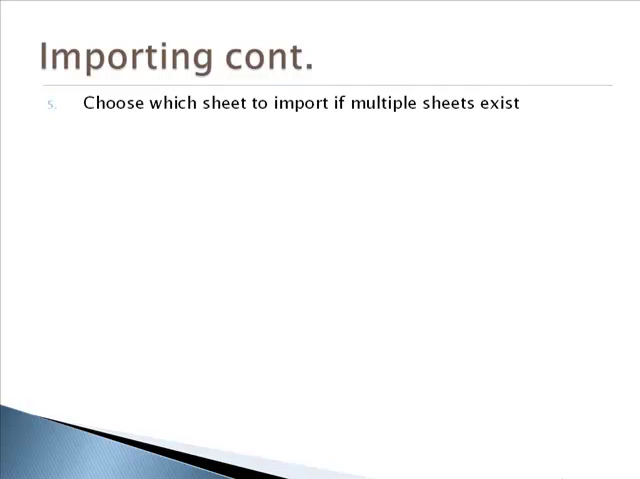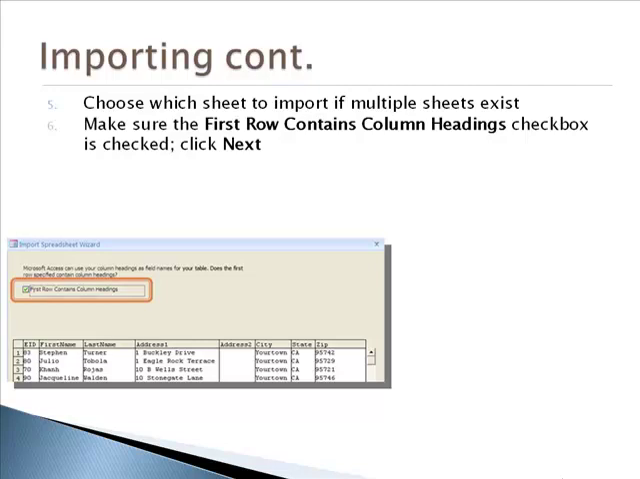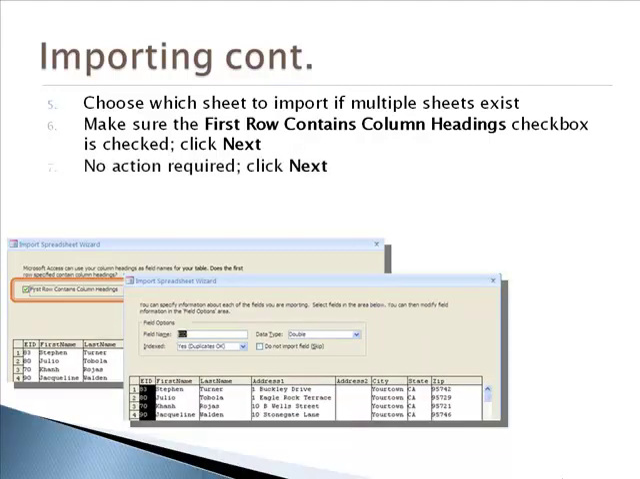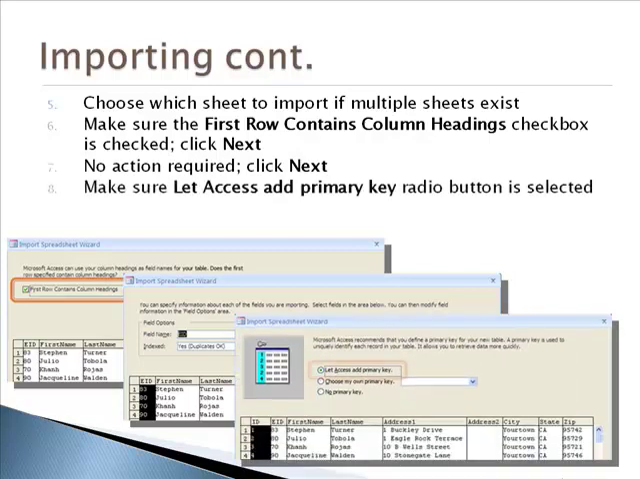You'll want to choose which sheet to import if you have multiple sheets in the file. You'll want to make sure that it knows that the first row contains column headings. After you click Next, in the next window you won't need to do anything. When you get to the next window, you'll want to make sure that Access adds its own primary key. This isn't mandatory, but it's suggested.